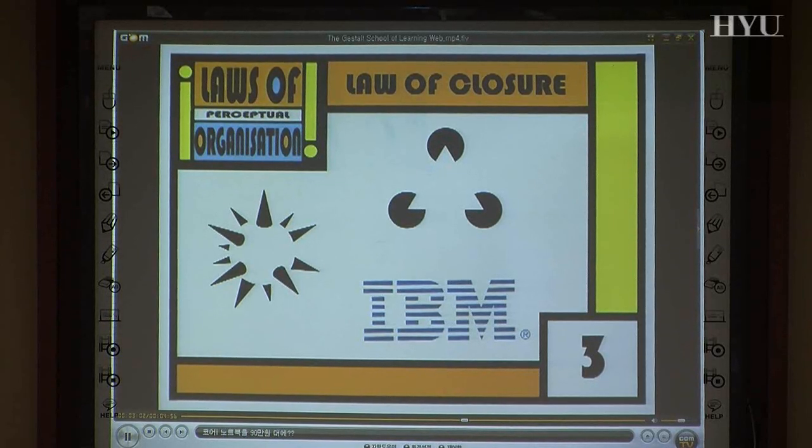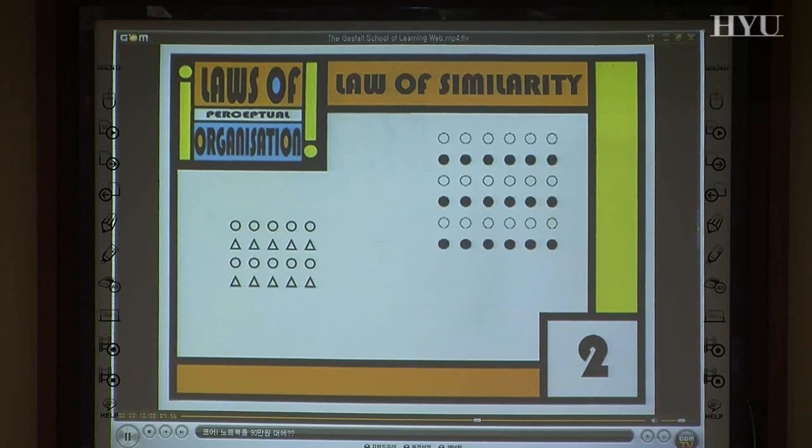You are just looking at straight horizontal lines. However, your brain sees the letters E, B, M. In at number 2, the law of similarity. This principle is that objects are seen to belong together due to their similar shape, size, and color.